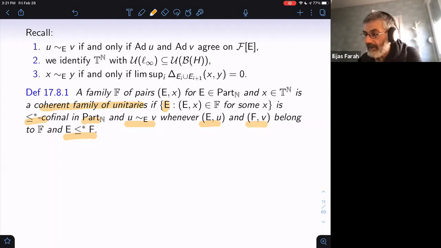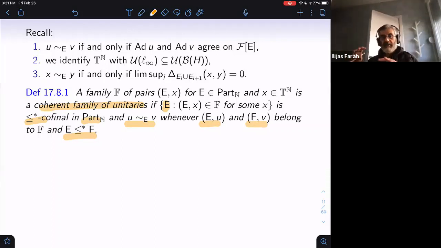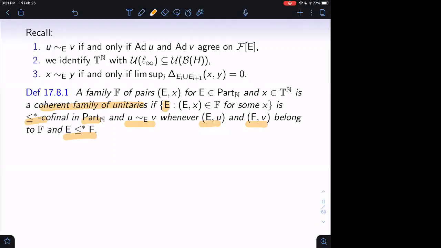So in other words, what this says is that this coherent family has the property that whenever you have two pairs. Sorry, Ilijas. Can I ask you a question?